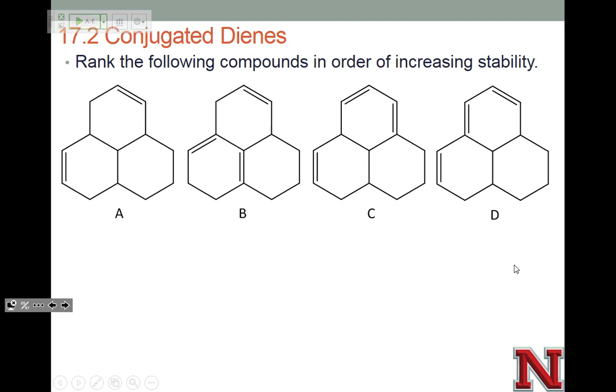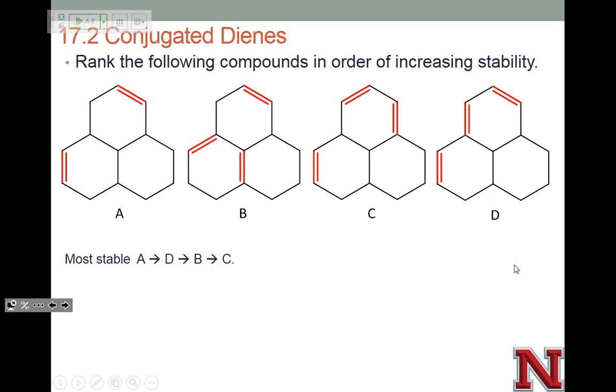Here, so what we have is A only has 2 pi bonds, B has 3, C has 3, and D has 3. So A is going to be our most stable, no matter the conjugation, because we have less pi bonds. So that's typically what we see. So here's our pi bonds in red. So A is our most stable.